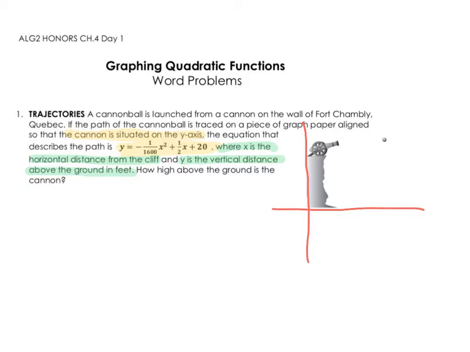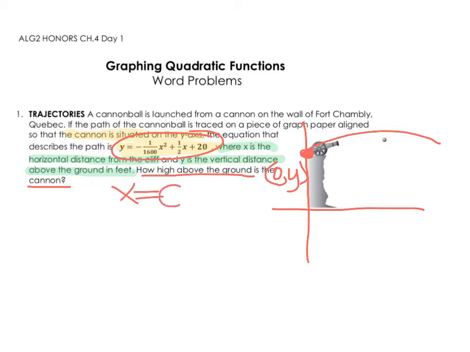Now, we can visualize our cannon at this point right here on the y-axis. If we were to describe this point as an ordered pair, it would be 0, comma, whatever y is. So x is going to be 0, and we don't know what y is. That's what we're trying to find. How high above the ground is the cannon? So what we're looking for is that y value. We're given a quadratic equation that's describing the trajectory of the cannon, so we want to solve for y when x equals 0.